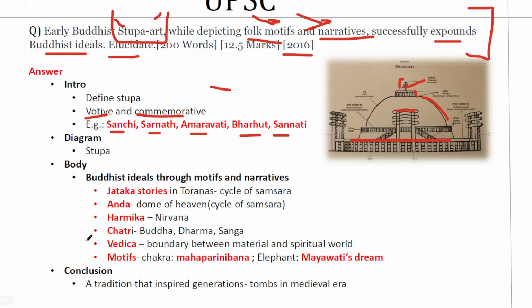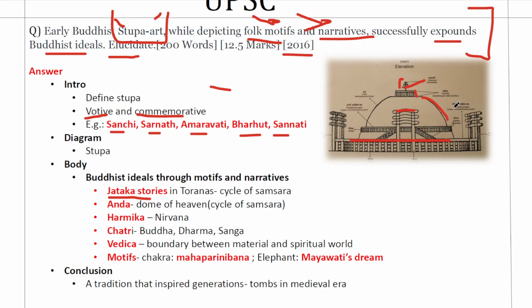So we have six points here. The title we have given is Buddhist ideals through motifs and narratives. So we'll bring in both motifs and narratives within the body part and connect them with the ideals. The first thing is an example from the narrative tradition, not the motif. It is the Jataka stories. Jatakas are Buddhist stories. They can be fictional as well as real, a collection of stories related to Buddhism.